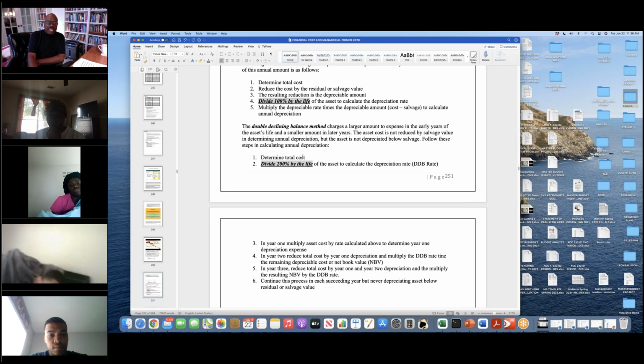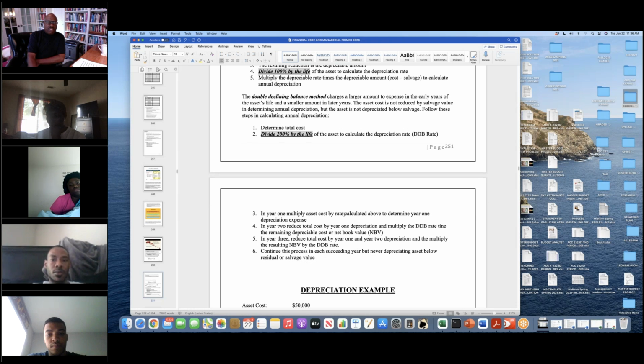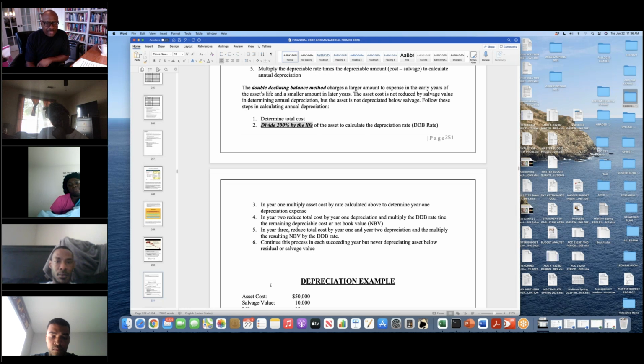So when we go with double declining, we determine the total cost. But now to get our rate, we're going to divide 200% by the life. So rather than 100% by the life, it's 200% by the life. In year one, we multiply the cost by the rate. In year two, we're going to reduce the cost by the previous depreciation and multiply by that rate again. And so we're going to get a declining rate. So let's look at an example.